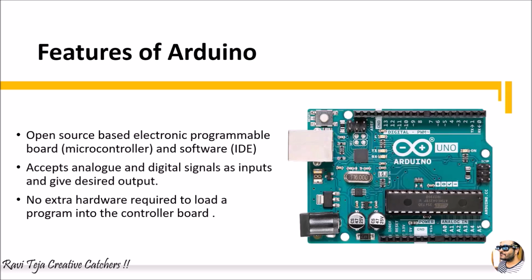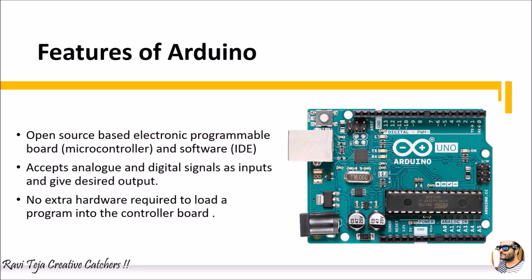So coming to see the features of Arduino, this is one type of Arduino what we see over here. It's basically a development board on which there is a microcontroller. It is an open source based electronic programmable board which has a microcontroller on it along with the software. So it comes in two parts. One is Arduino hardware, that is the development board which comes with a microcontroller. Another one is software, in which we write the program, compile it and upload it to this particular board.